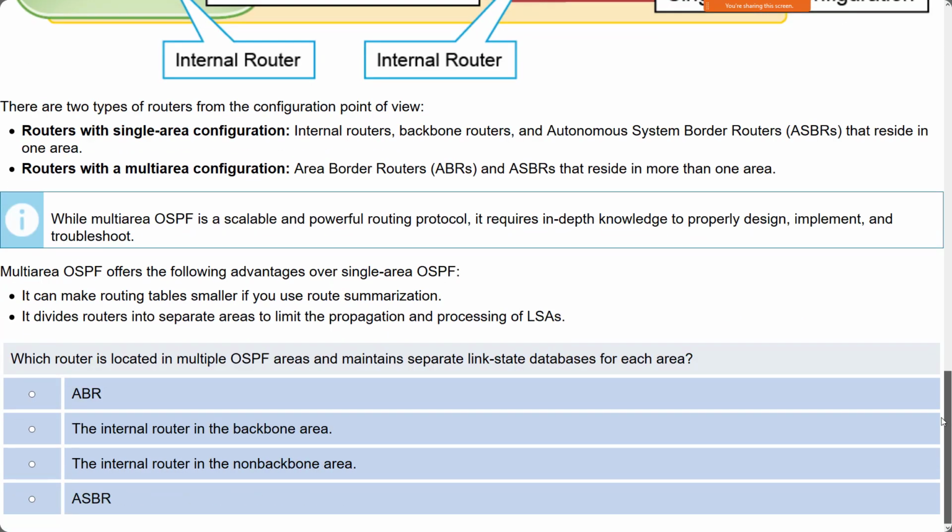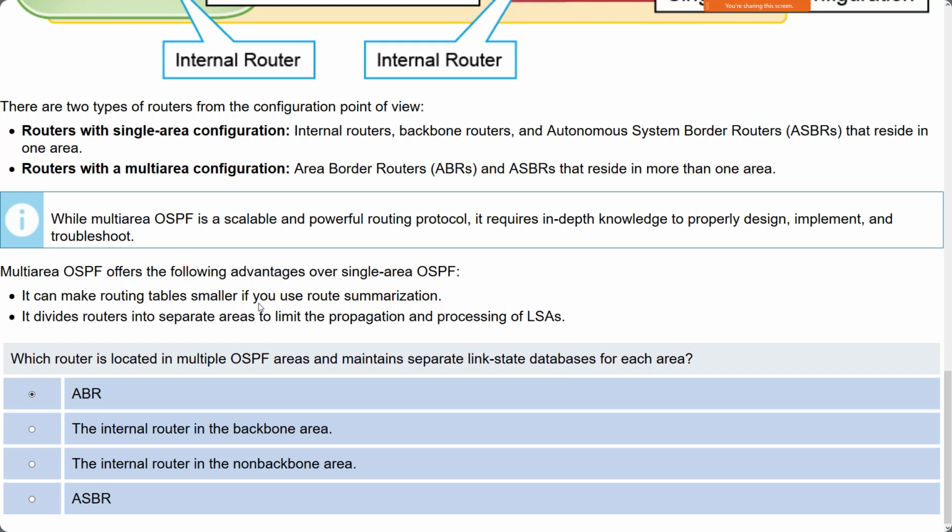Which router is located in multiple OSPF areas and maintains a separate link state database for each area? That would be an area border router. That's the only router that actually connects multiple areas. An ASBR connects multiple systems, like non-OSPF to OSPF, but it doesn't connect multiple areas.